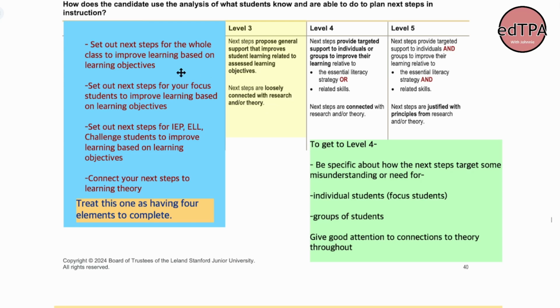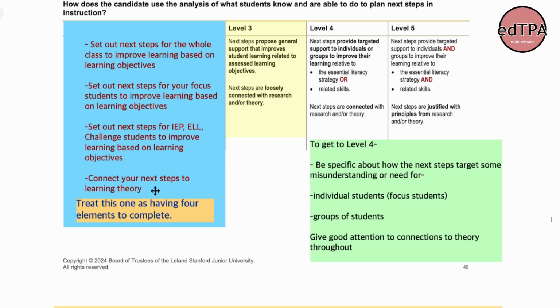So my suggestions, things to do: set out next steps for the whole class to improve learning based on learning objectives. Right? That's a little beyond just general support. Set out next steps for your focus students to improve learning based on learning objectives. Okay, so this is more folks, not just something for the whole class. Set out next steps for IEP, ELL, challenge students to improve learning based on learning objectives. So more folks again, next steps for more folks.